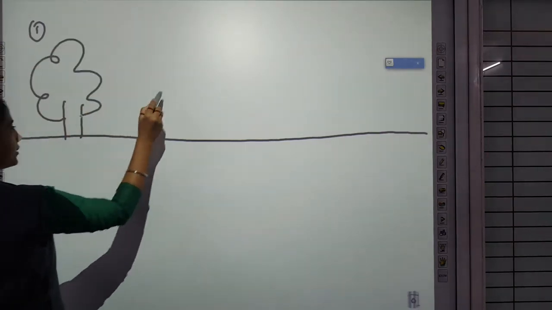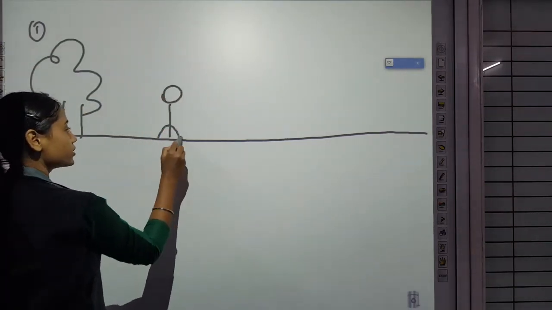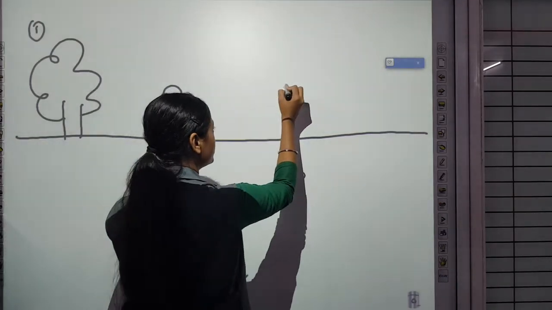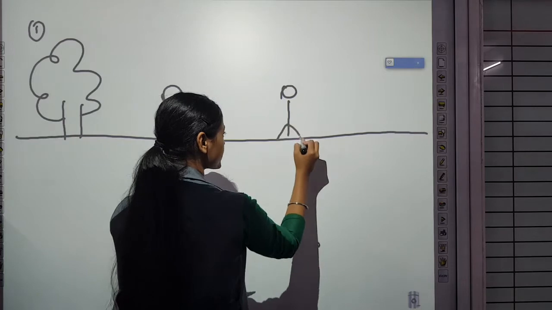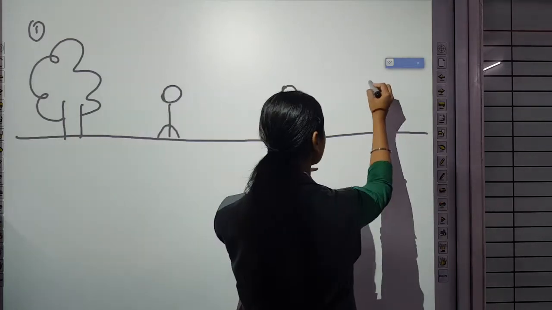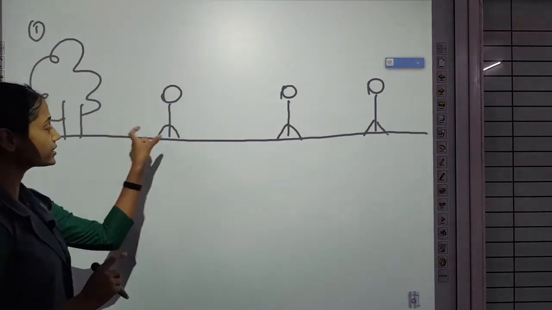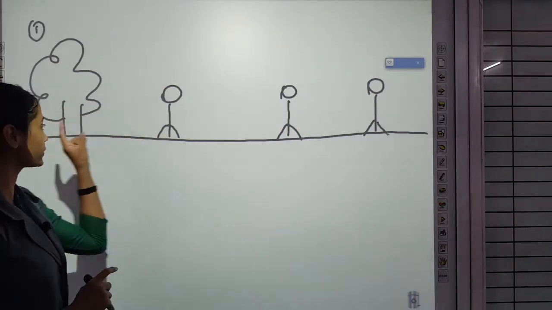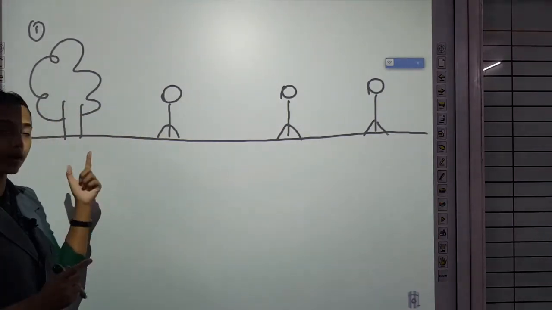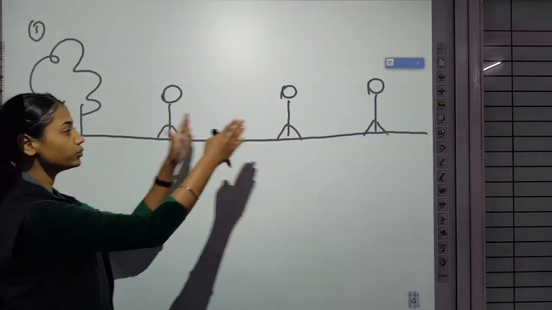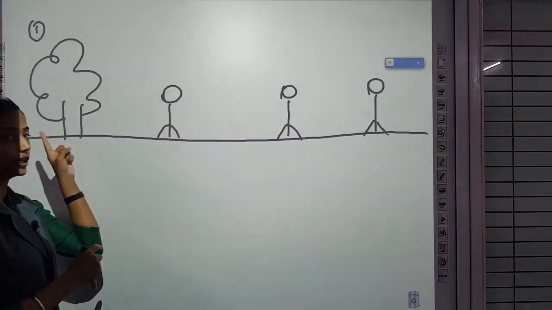a tree is there and a man is walking. After a few seconds, this man travels a few meters and reaches this position. Then in the next few seconds, he reaches this position. So this man is in motion with respect to this tree. Why? Because this man is changing his position from this place to that place with respect to the tree.